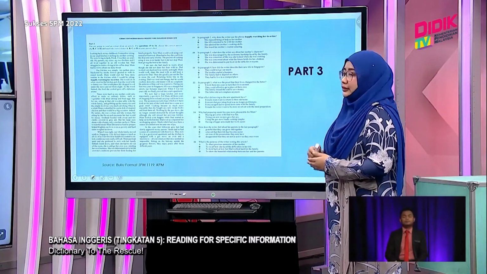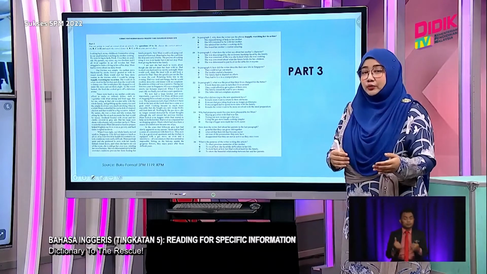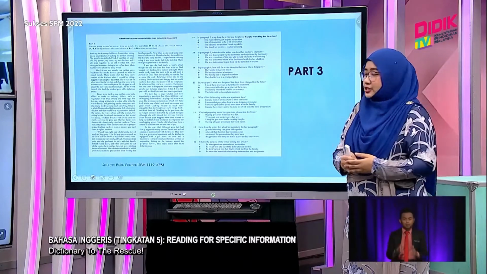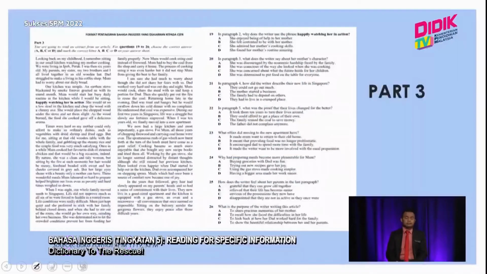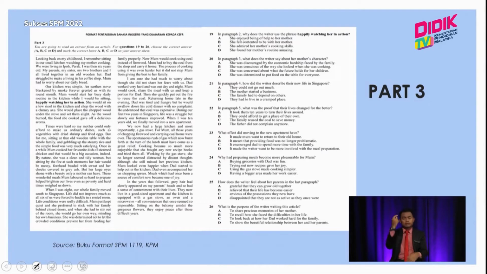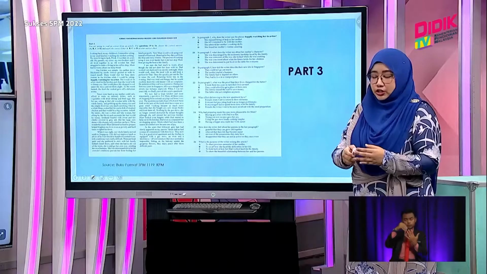This is part 3. For part 3, it's what we call longer text. As you could see, it's quite long compared to the first part. And then they would have 8 comprehension questions. It's also a multiple choice question whereby they would have to choose the answers between A, B, C, or D. This part is also known as the reading comprehension.